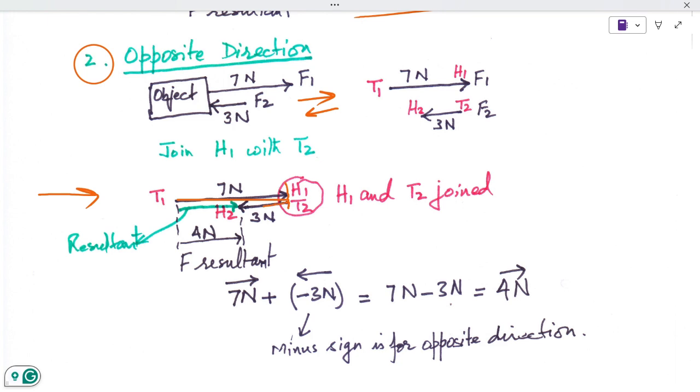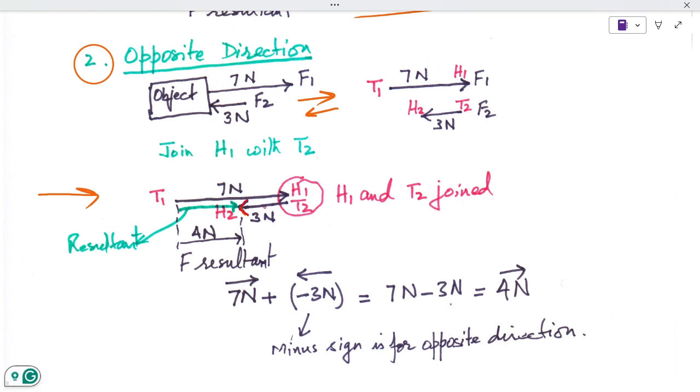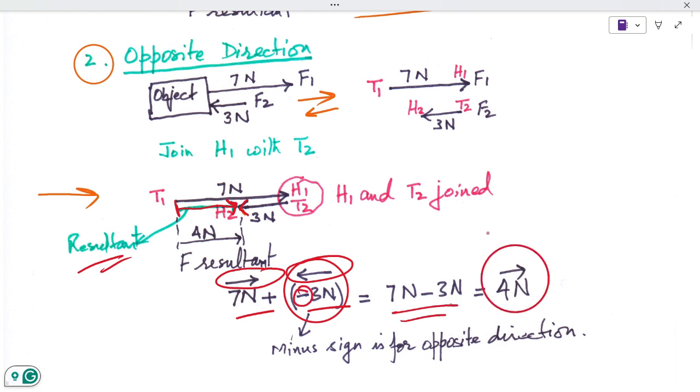Be very careful with the force 2 vector, because force 2 is in opposite direction to force 1, so its arrow will be pointing in opposite direction, and when we do that, the resultant vector, which is the green vector, will start from T1 and go on to head 2, and then the addition of vectors will be done as 7 Newton plus bracket minus 3 Newton, and minus 3 Newton is because the 3 Newton is in the opposite direction of 7 Newton, so 3 Newton is going to be subtracted, and the final resultant vector will appear to be 4 Newton acting towards the right side.